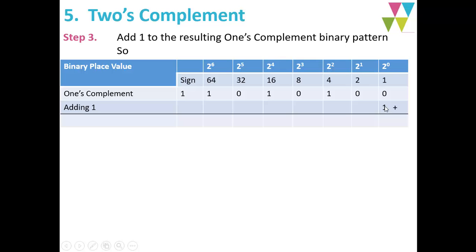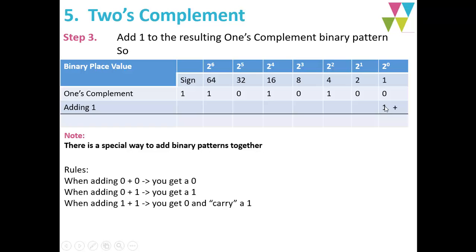Now, in order to do that, we have to have some kind of rule as to how we add binary numbers. And the rule simply is, if you add a 0 and a 0 together, you'll get a 0. If you add a 0 and a 1 together, you'll get a 1. If you add a 1 and a 1 together, your answer will be 0 and you'll carry a 1. So we'll see this third row in the next example rather than in this example.